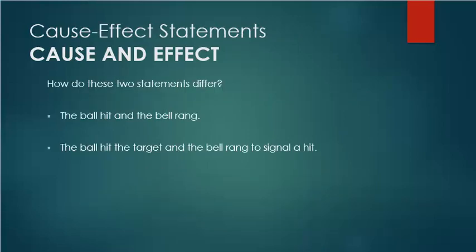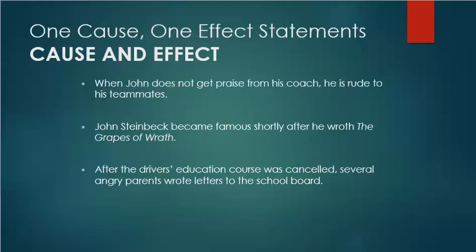We're going to look at two sentences and just think about how the two statements differ. The first one is, the ball hit and the bell rang. There's a very clear cause and effect here. Because the ball hit, the effect is the bell rang. The second sentence, the ball hit the target and the bell rang to signal a hit. There's still one cause and one effect, it's just there's more information. Typically you'll find in a sentence one cause and one effect.